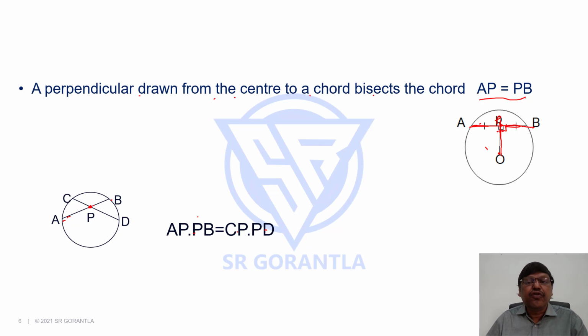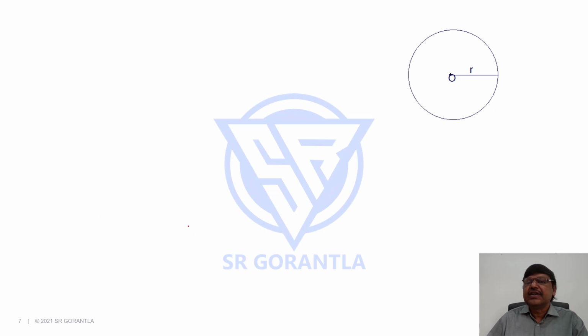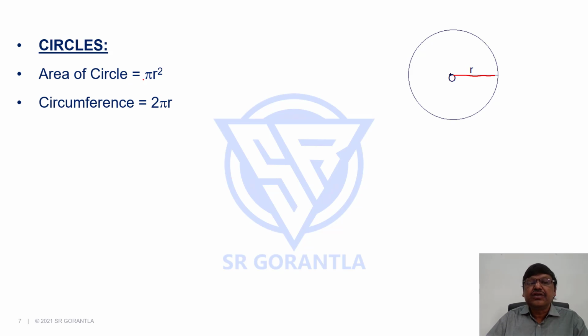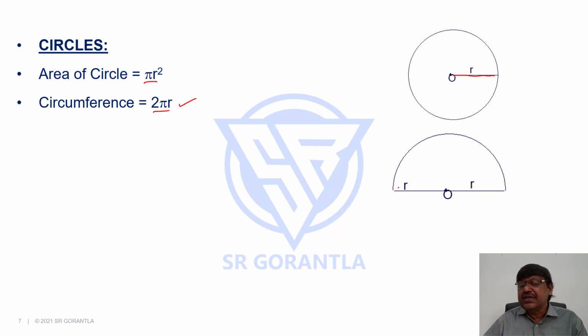Now, what about the formula for area, circumference and all that? Let's discuss. If you look at a circle, the radius is r. So the area of a circle is pi r square, you know that, and circumference is 2 pi r. Next, if I take a semicircle, this is interesting. Semicircle is half the circle. Since the area of the circle is pi r square, the area here will be pi r square by 2.